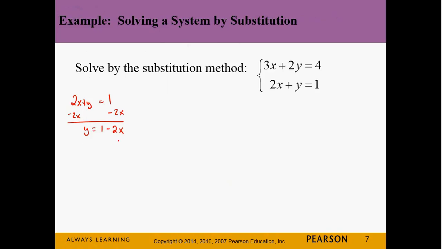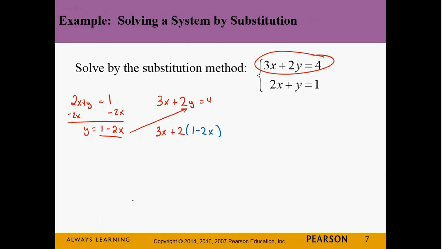So this gives me a function for y. I can take that and take the other equation, and instead of y, I'm going to plug 1 minus 2x in. I'm substituting that value for y. Okay? So I get 3x plus 2, and instead of y, I'm going to use 1 minus 2x.